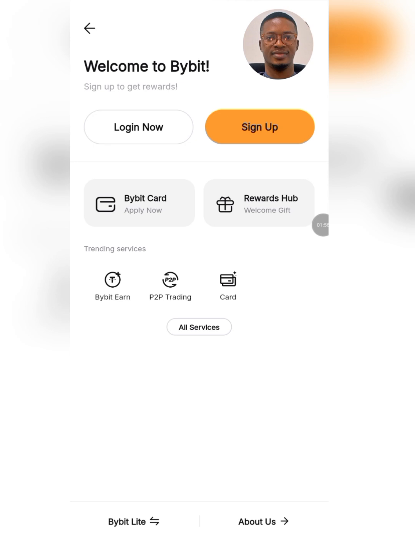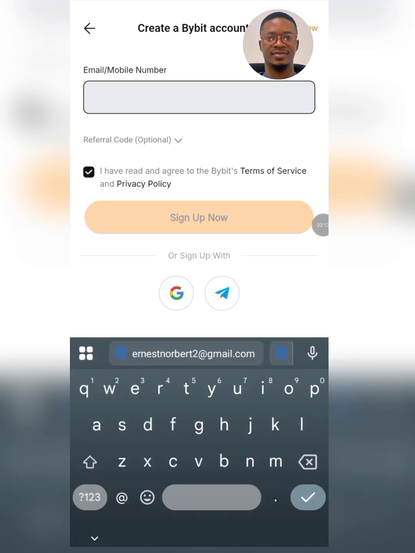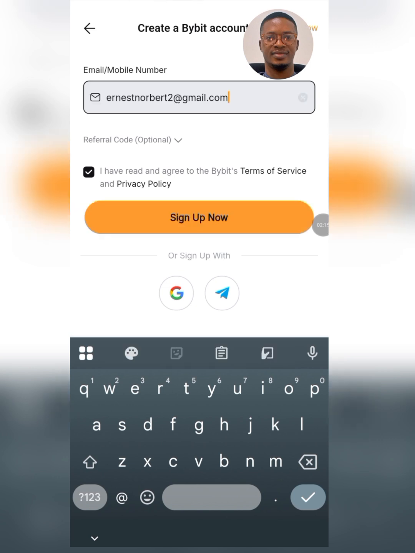Okay, so I'm going to be signing up. For those of you that don't have a Bybit account, you have to sign up first. But if you already have a Bybit account, just go on and log in. So let us sign up. What is required of you is your email or your phone number. So if you put your email here, for instance, let's say this is the email I'm using, then I say sign up.